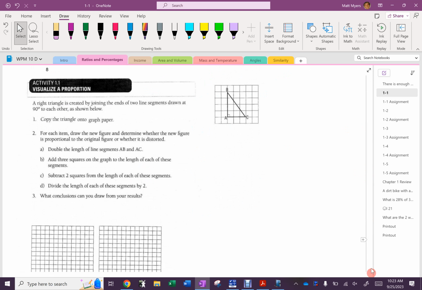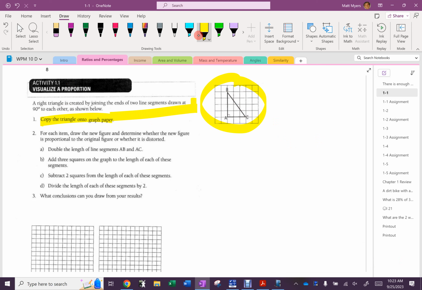Now, one thing that is very sexy in math class right now in this world is to make you think of math not using numbers, using pictures. So, right there you see a triangle, yes? Now the first thing I say to do is copy the triangle onto graph paper. I've already done that for you. It's right there. All right?